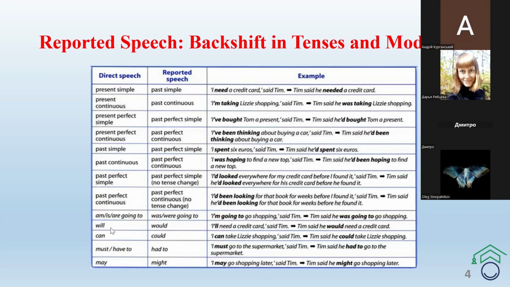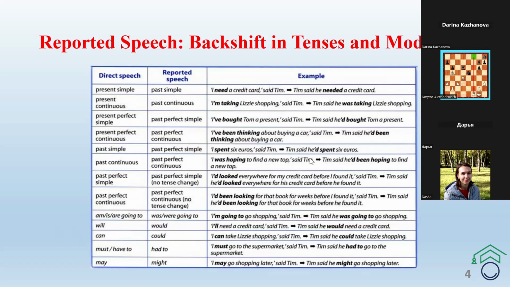How do we change will? Can you read the examples to us? Will switches to would. I need a credit card, said Tim. Tim said he would need a credit card. Can switches to could. I can take Lizzie shopping, said Tim. Tim said he could take Lizzie shopping. Thank you very much.